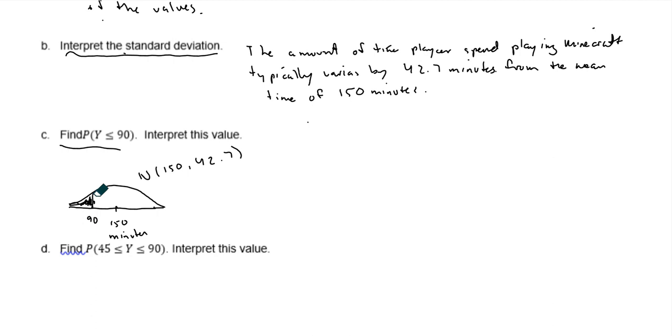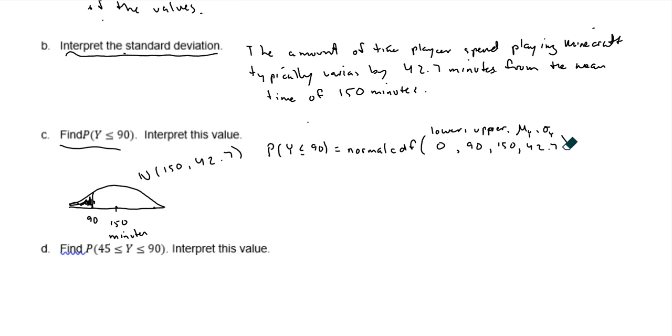There are a bunch of different ways we could do this. In order to find the probability where y is less than 90, we could use our calculator. If you recall, when we talked about normal distribution, we can use what's known as normalcdf. Our lower value is going to be 0, and our upper value is going to be 90, because we're going from 0 to 90. Then we take our mean of y, which is 150, and our standard deviation of y, which is 42.7.